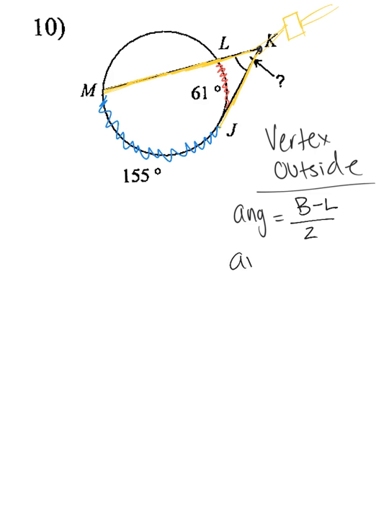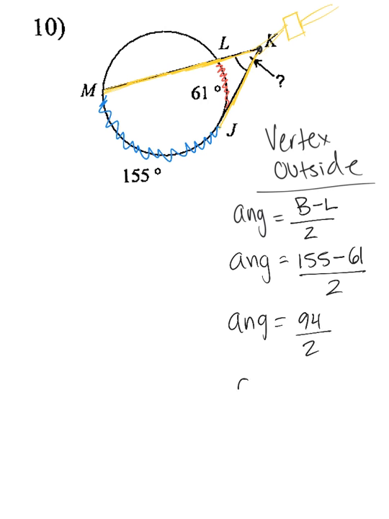So our angle that we want to find is the big arc, which is 155, minus the little arc, which is 61, and then divide that answer by 2. So 155 minus 61 gets me 94, and then if I divide that by 2, my angle must be 47 degrees.